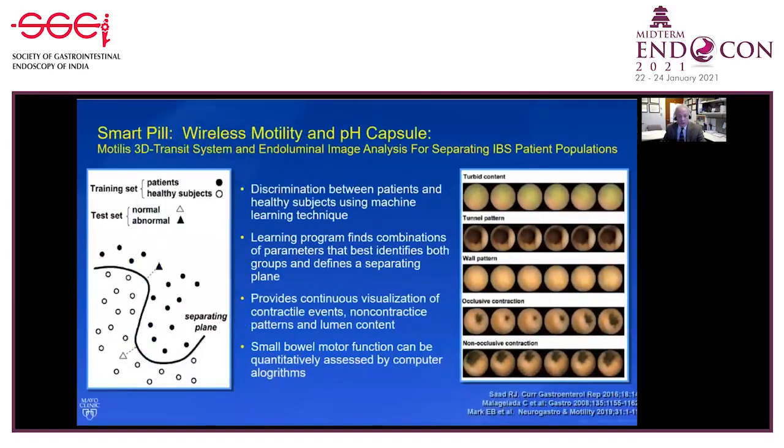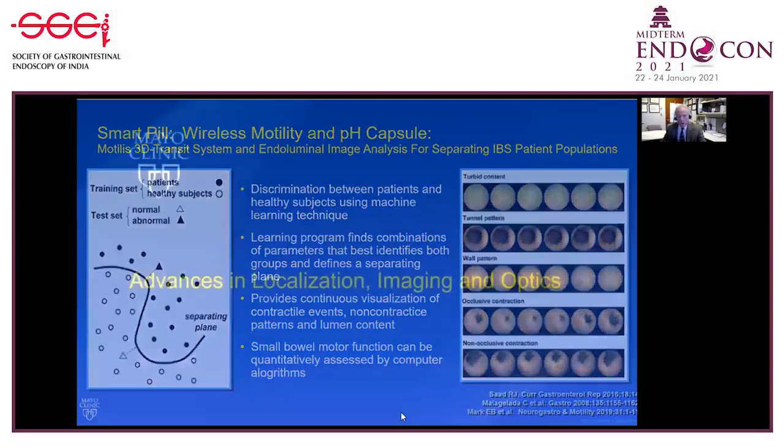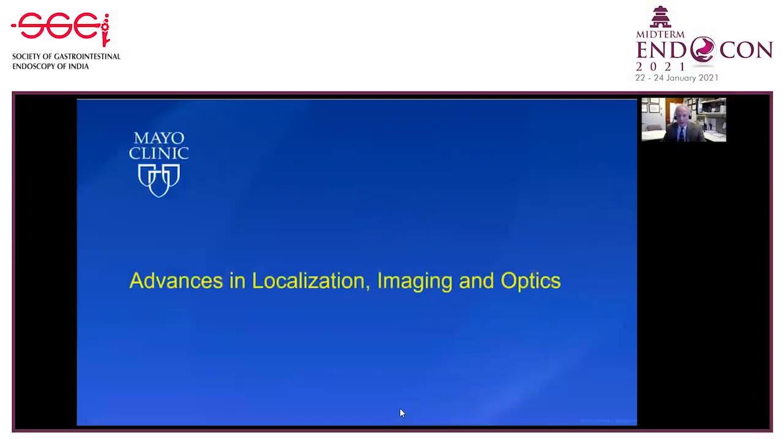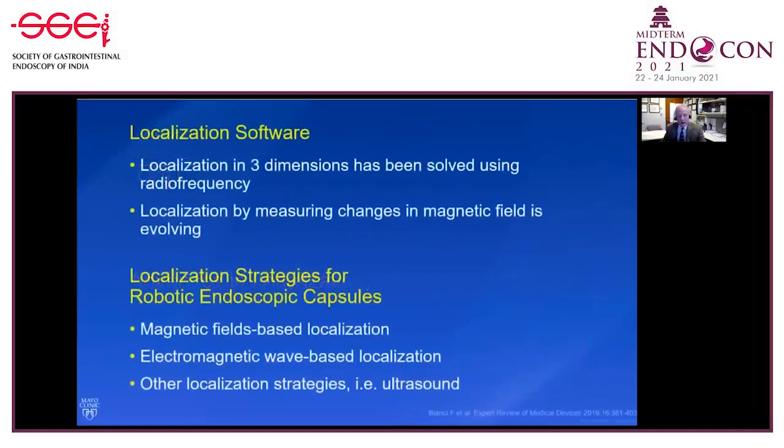Also, don't forget about the smart pill and wireless motility and pH capsule. Several studies show that you can look at regional gut transit as well as whole gut transit using pill technology, and we'll see more of this in the future. Moving on to advances in localization and imaging and optics. This is also an exciting area.